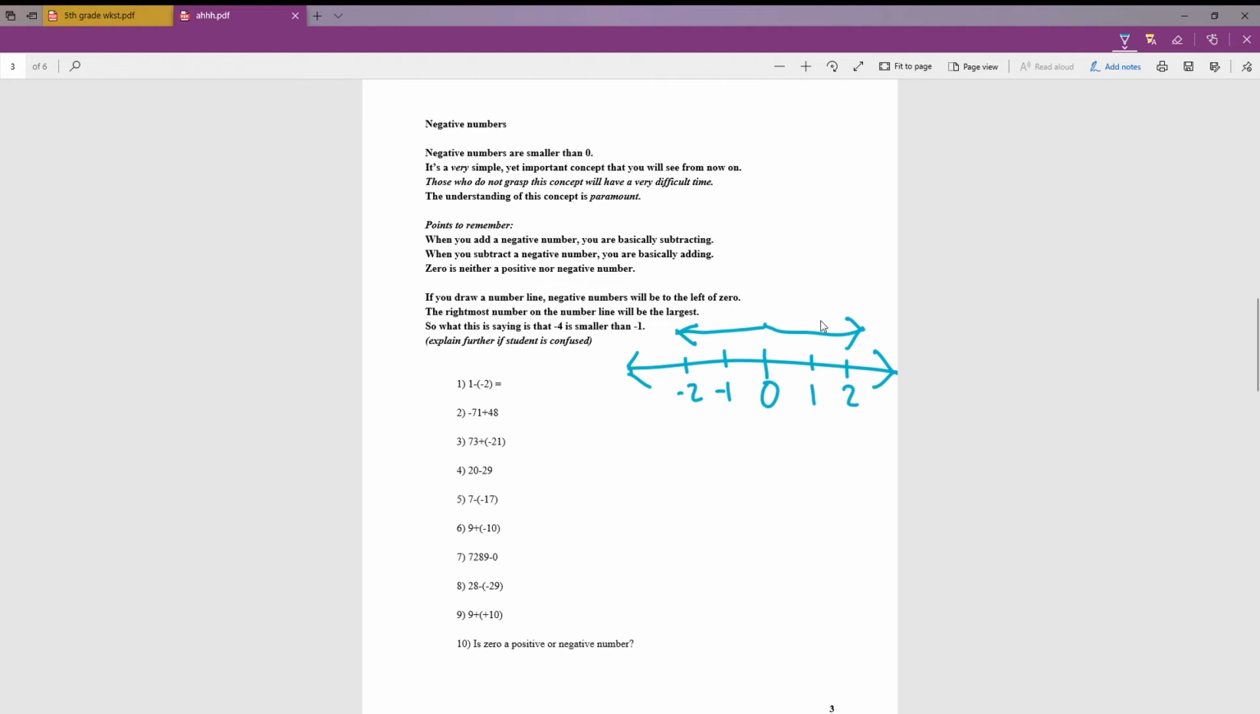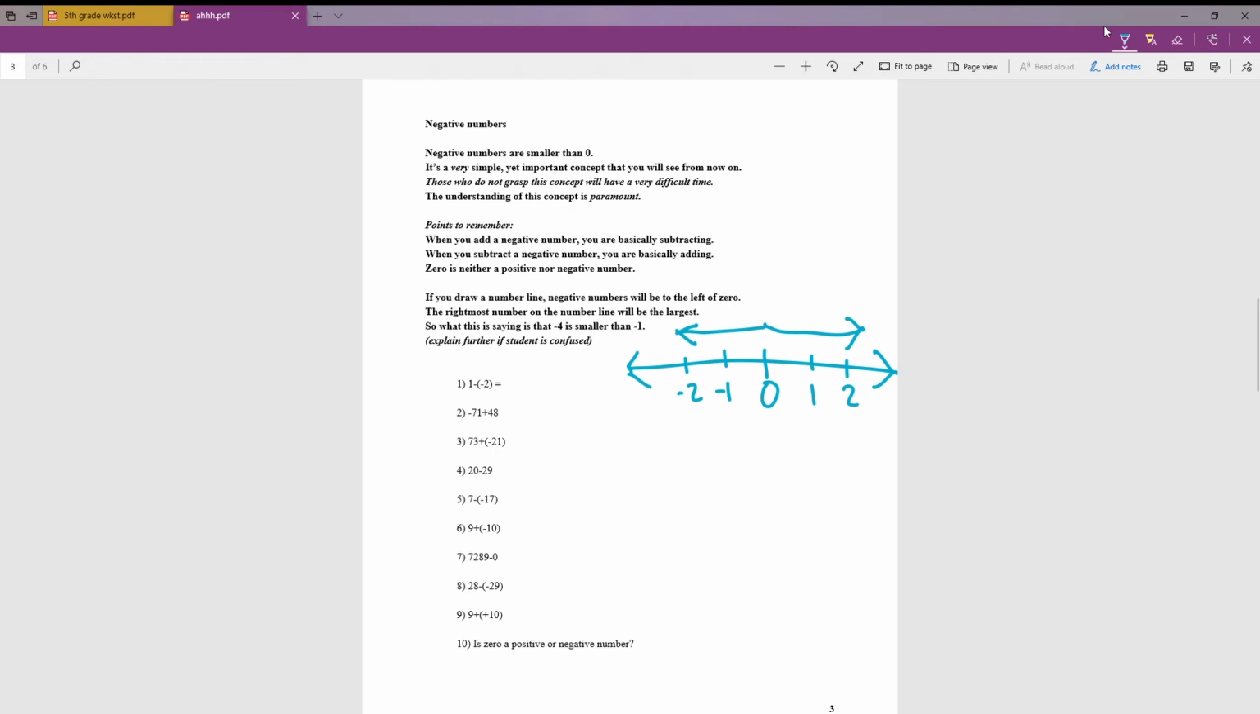So for example, 1 is smaller than 2 because it is farther left on the number line. The same thing goes for how negative 2 is smaller than negative 1 because it's to the left on the number line. Even though the number is larger, it's actually smaller.